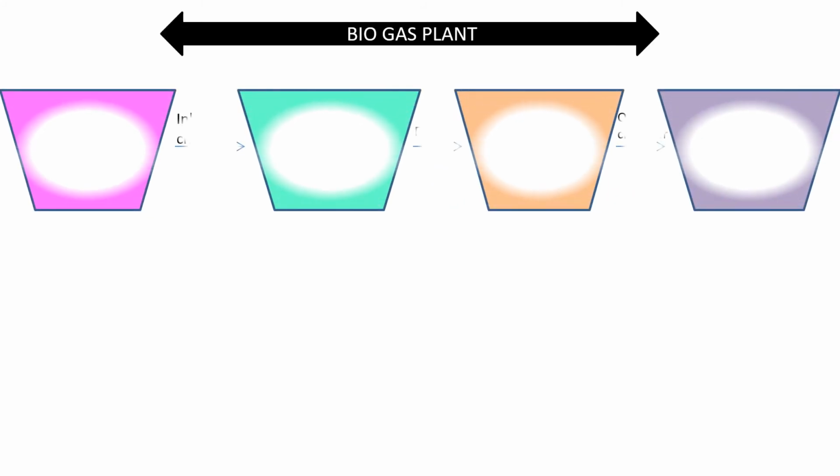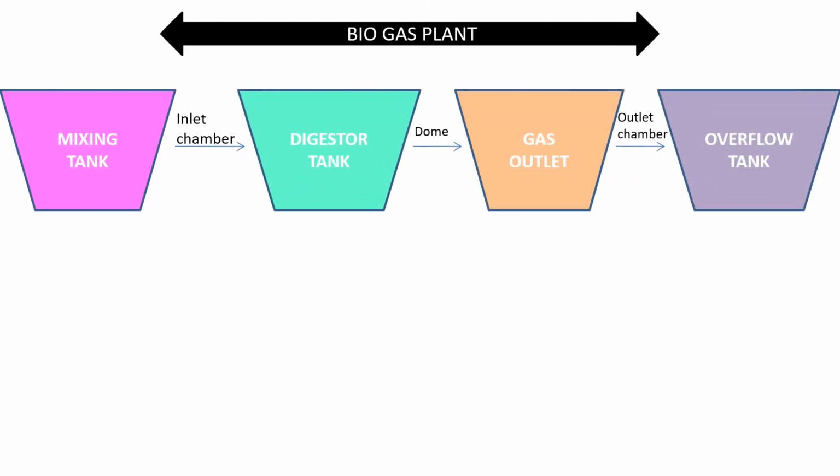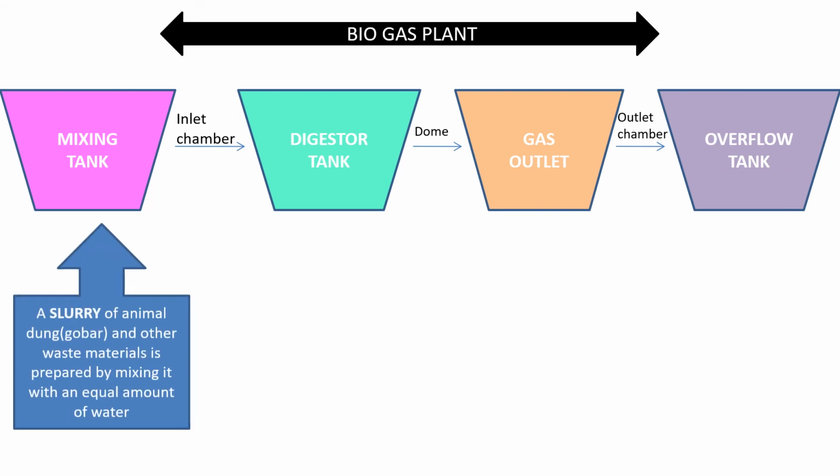Okay, so this is the biogas plant. Four main things or tanks we have to remember. Mixing tank. Mixing tank से inlet chamber से connected होता है digester tank. Digester tank में there is a dome shaped structure to which we have a gas outlet. Then digester tank से outlet chamber के through we have an overflow tank. Okay, and let us see mixing tank में क्या होता है.